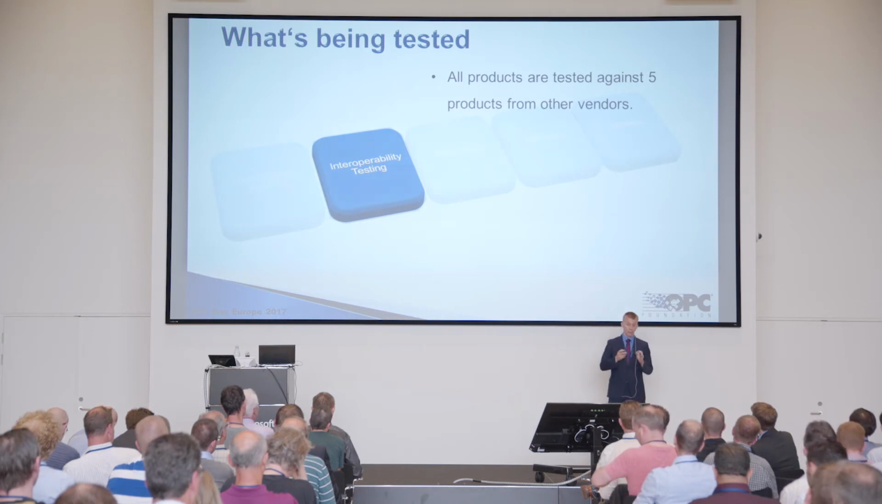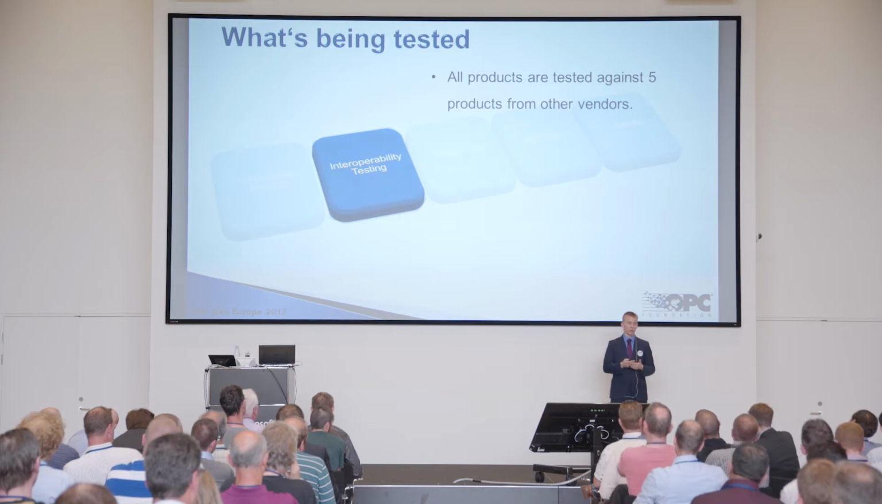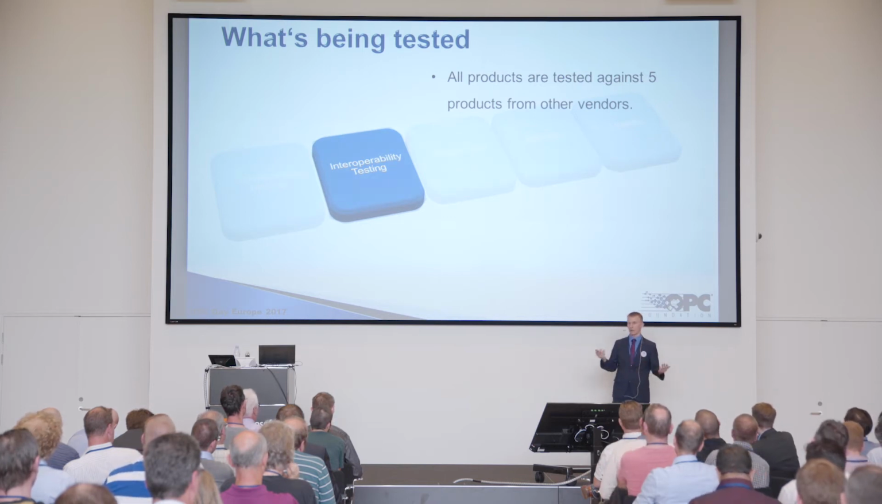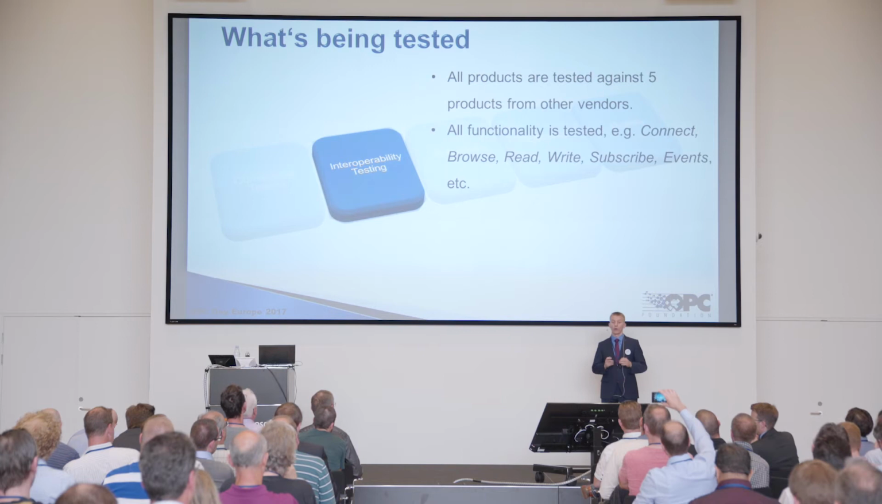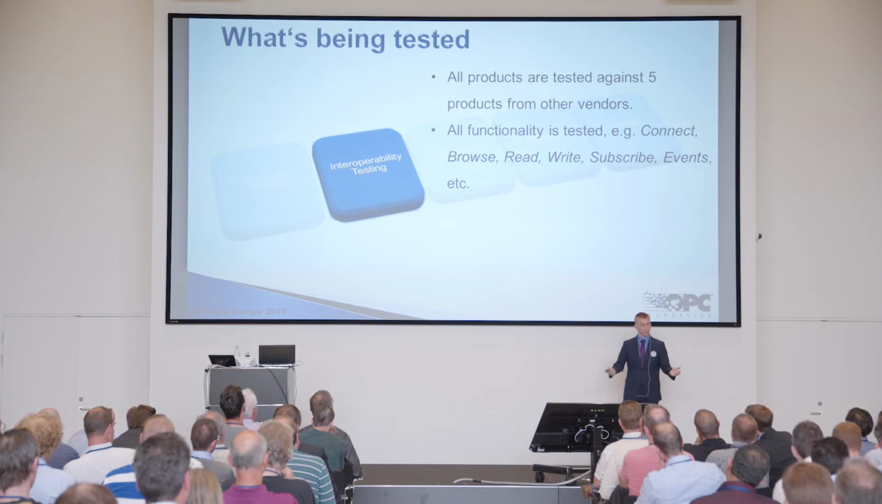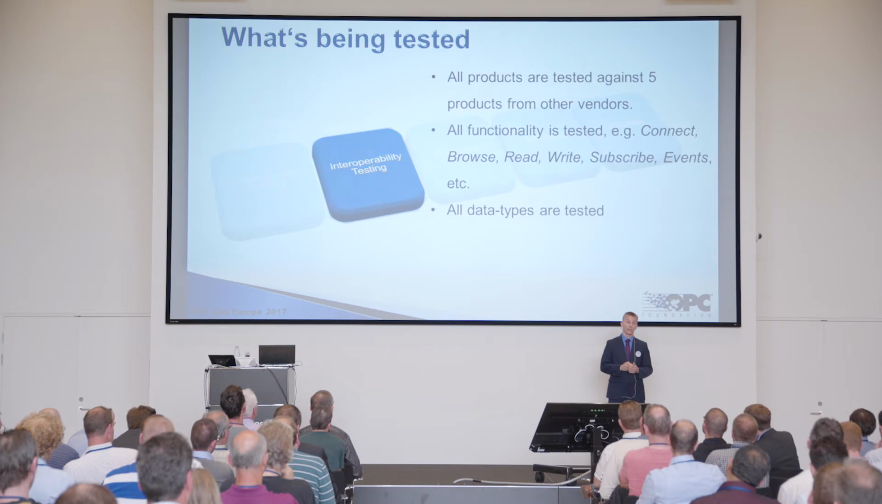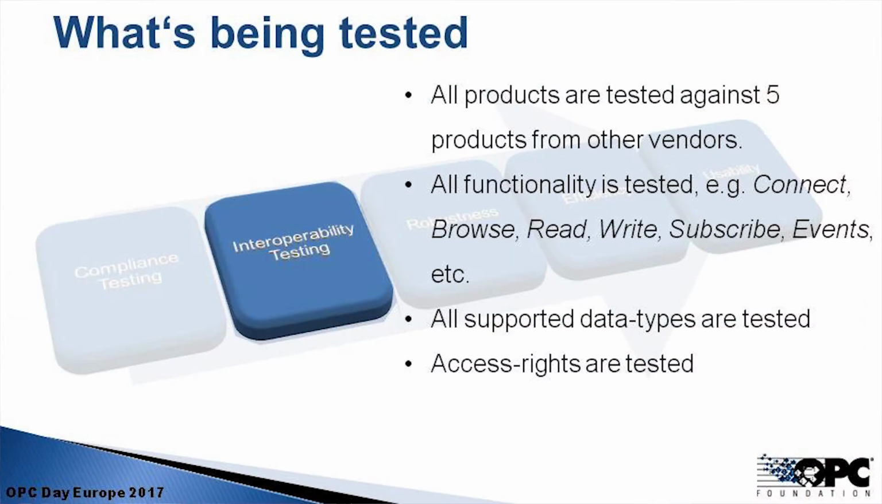So we're going to test your product against 5 products from different vendors. That's how we do the interoperability, because we can't test everything against everything. That would just consume too much time. We're going to test all functionalities that both products are capable of doing: connect, browse, read, whatever's implemented. We're going to test all data types, and of course we're going to test access rights.